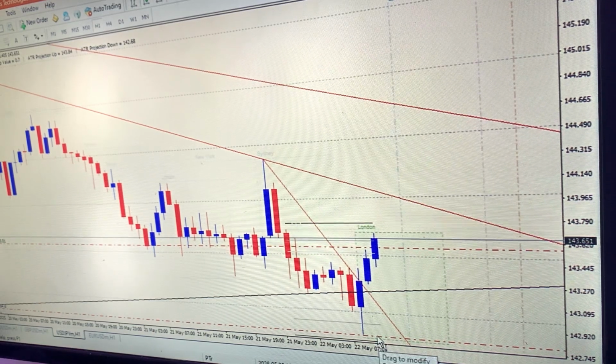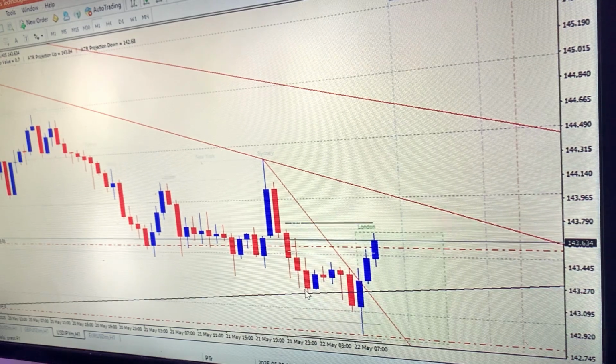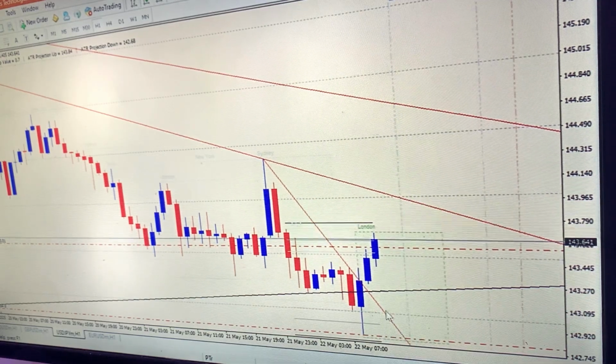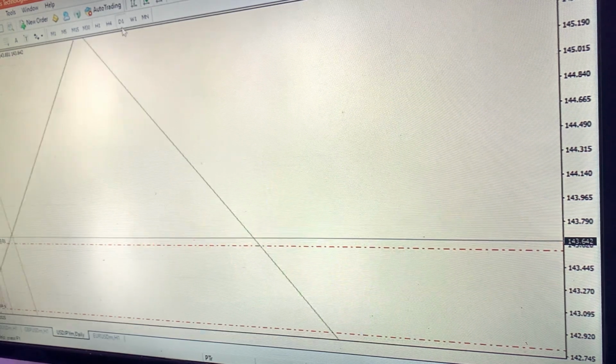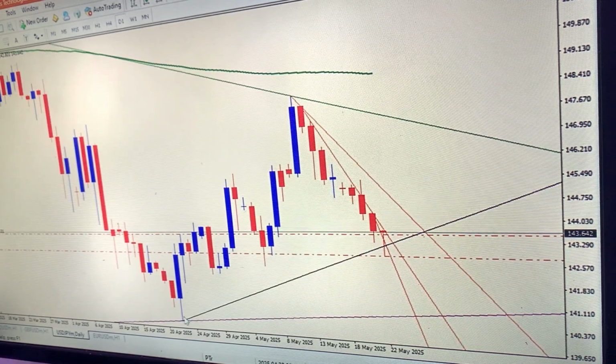Hey guys, so I'll just give you an update. I'm currently out of that trade. This was the original setup for the trade. I entered on a break of this daily trend line. This trend line goes all the way from the daily. So if I go to my daily chart right now, you can see I picked it up from here.